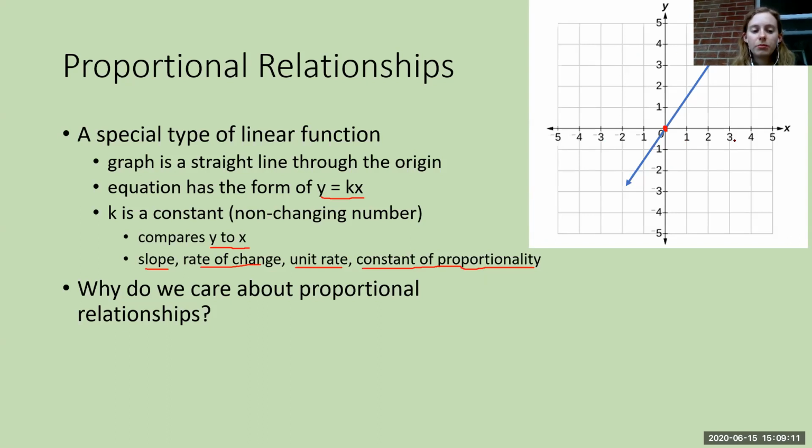So up in the top right here, I've got an example of a proportional relationship. So I'm looking at this graph. How do I know it's a proportional relationship? Well, it's a straight line and it goes through the origin. So I know it must be a proportional relationship. Now looking at this line, can I determine the slope? Can I determine the unit rate, the constant of proportionality, the rate of change? Can I determine that value?